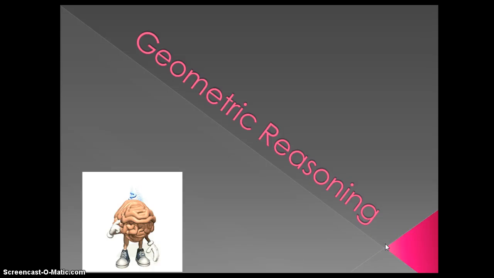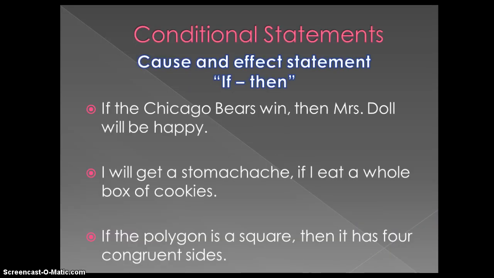Today we're going to spend some time really thinking about reasoning, and specifically geometric reasoning. First thing we're going to talk about is conditional statements. Conditional statements are cause and effect statements. So one thing determines the outcome of another, and often we see them written as if-then statements. So here are three examples.